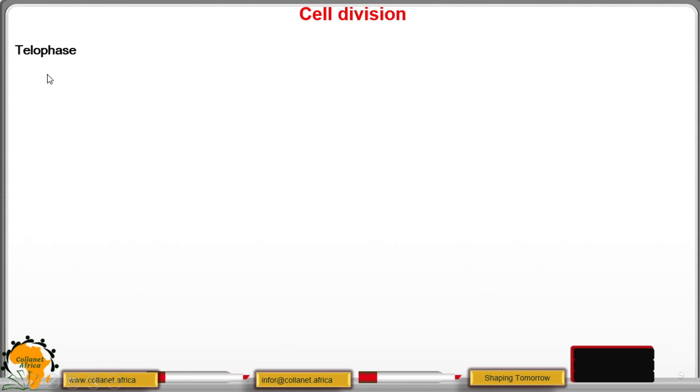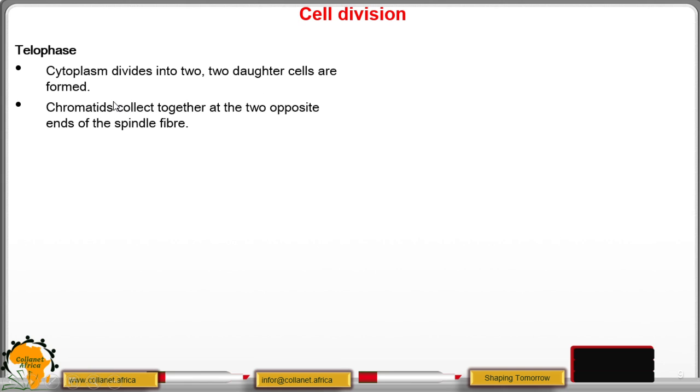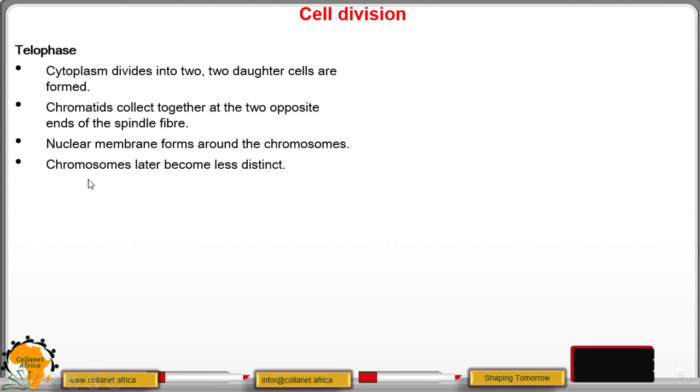The final stage is called telophase, and during telophase the cytoplasm divides into two, resulting in formation of two daughter cells. The chromatids collect together at opposite poles of the spindle fibers, and a nuclear membrane forms around the chromosomes. Since we had said previously that the nuclear membrane disintegrates, actually, during metaphase the nuclear membrane disintegrates, but here we have the nuclear membrane forming again at telophase.